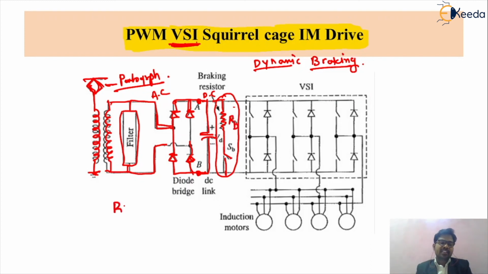RB will be called the braking resistor. So we have the basic concept of dynamic braking. This is a very important property by which we can get the braking system. Now this DC supply is given to your circuit.